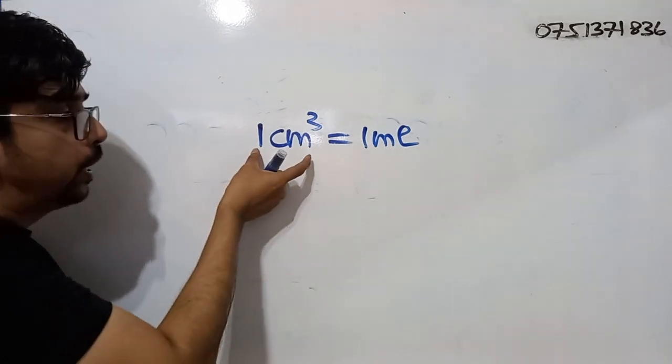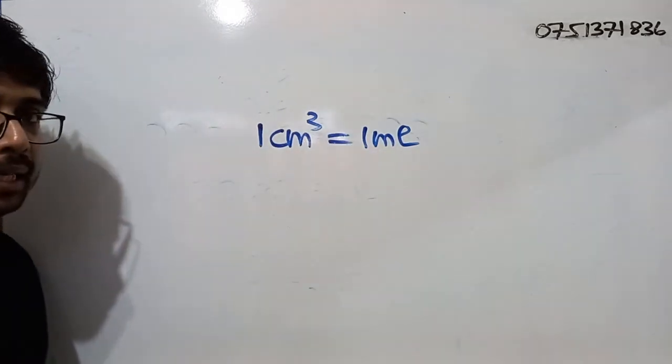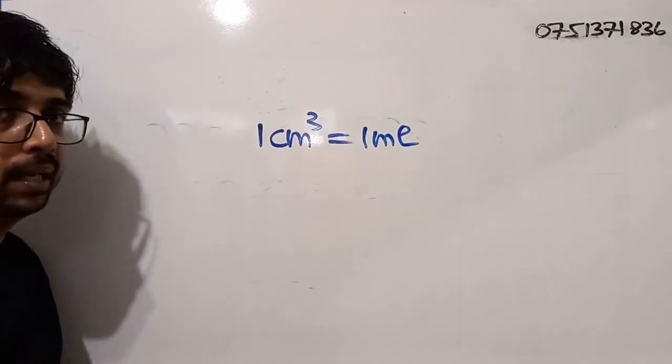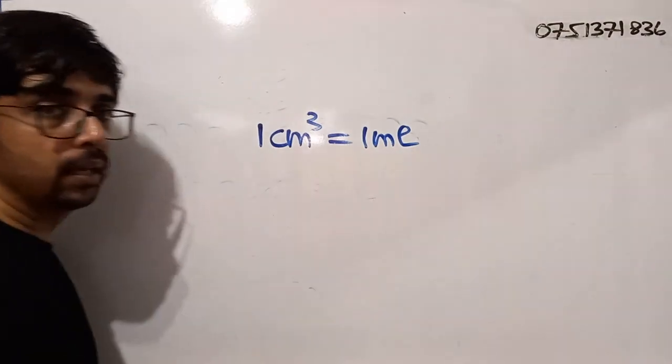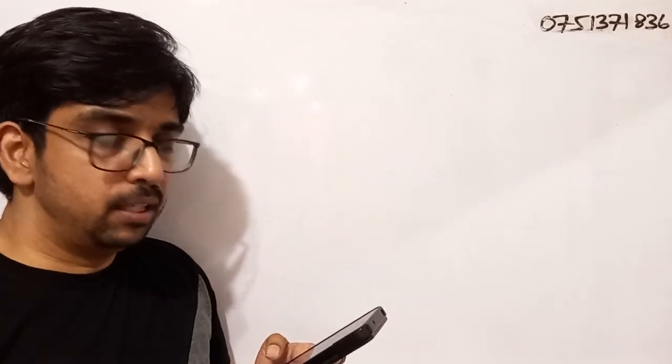So 1 cubic centimeter will be equal to 1 milliliter. If we consider a cube which has a length of 1 centimeter, width of 1 centimeter and height of also 1 centimeter, the amount of liquid that cube can hold will be equal to what? 1 milliliter. Okay, so now we will go to page number 2, exercise 1.